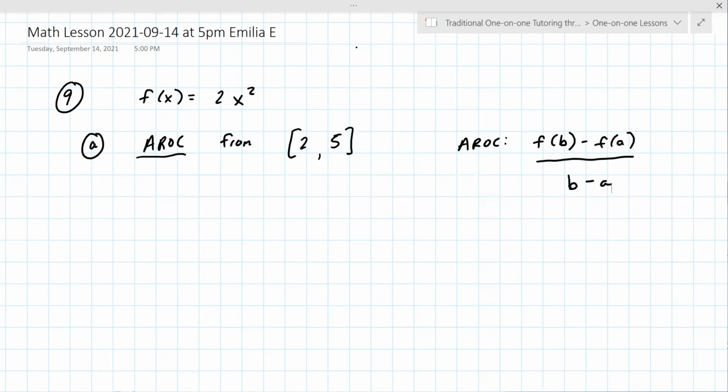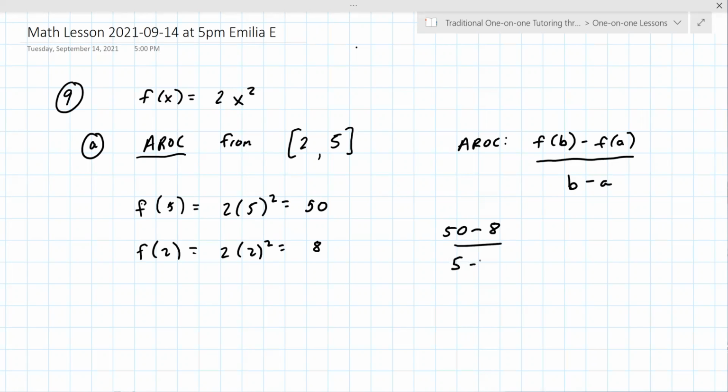So f of 5 is 2 times 5 squared, that's 50. f of 2 is 2 times 2 squared, that's 8. And so if we use our formula over here on the right, that's 50 minus 8 over 5 minus 2, which is 14. Good. Okay, this is the next one.